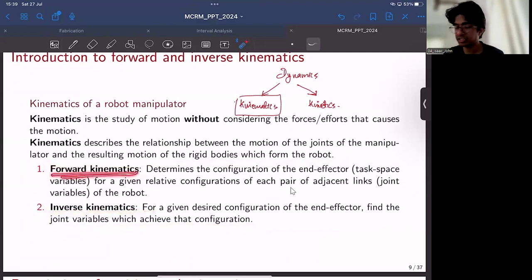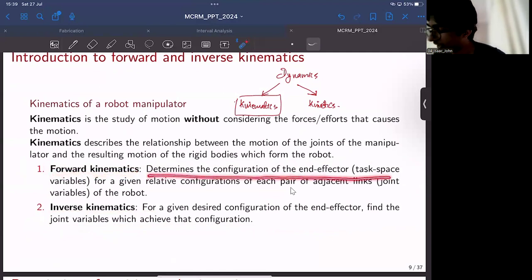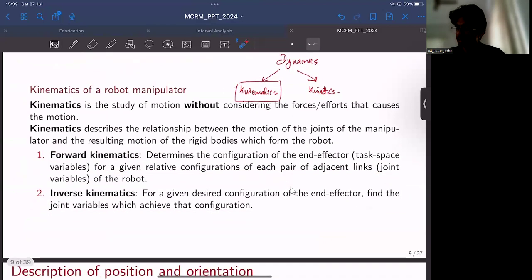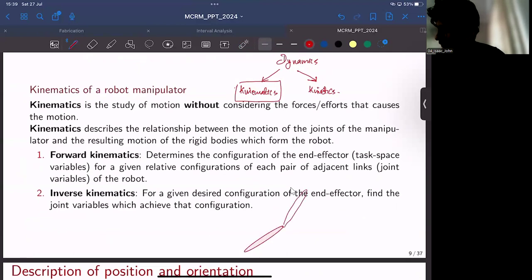So forward kinematics determines the configuration of the end effector for a given relative configuration of each pair of adjacent links. For example, if you have a 2R manipulator, we would be using this 2R manipulator to explain a lot of concepts. So this is link 1, this is link 2. The first link is connected to the base using a revolute joint. The second link is connected to the first link using a revolute joint. Right?